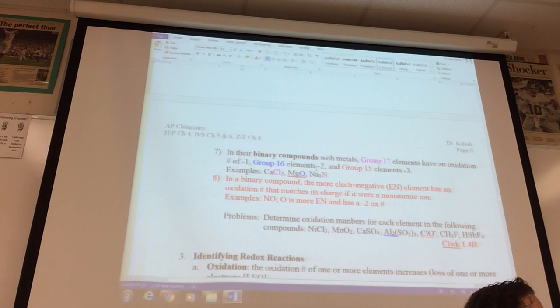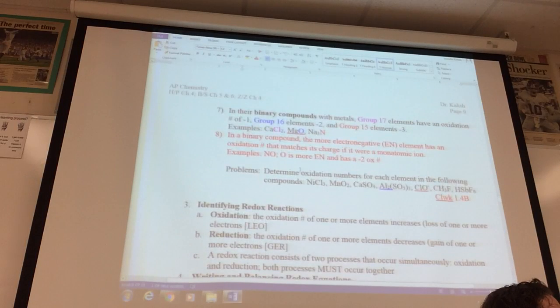This is the rule I mentioned right away. In binary compounds, group 17 is -1, group 16 is -2, group 15 is -3. This is the sneaky one. In a binary compound, the more electronegative element has an oxidation number that matches its charge if it were a monatomic ion. For example, if you looked at NO, O is more electronegative than nitrogen.